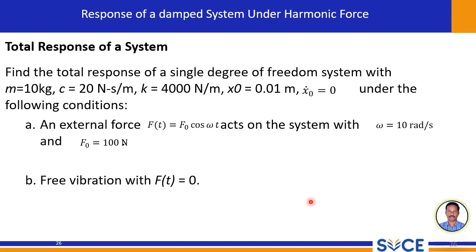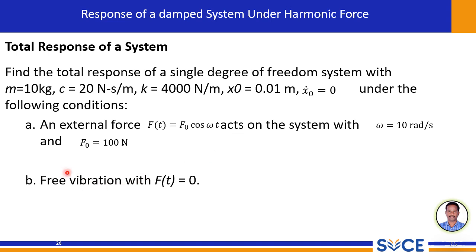Now we see a problem where we need to find out the total response of a single degree of freedom system under two specific conditions. We have a system with the following parameters: mass m is 10 kilograms, damping coefficient C is 20 newton seconds per meter, spring stiffness is 4000 newtons per meter, initial displacement is 0.01 meter, and initial velocity is 0.